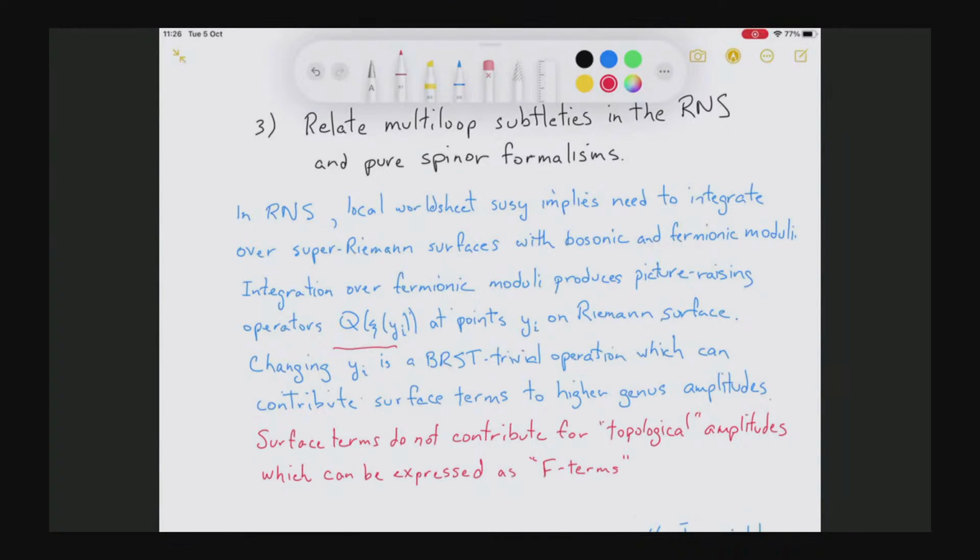But it's a subtlety in the sense that the method for keeping track of these surface terms gets more and more complicated as you go to higher and higher genus. However, for certain types of amplitudes, you can show that these surface terms don't contribute. These are what's known as topological amplitudes, and they involve essentially scattering amplitudes where the amplitudes preserve a subset of the spacetime supersymmetry. So you can think of them as F terms.